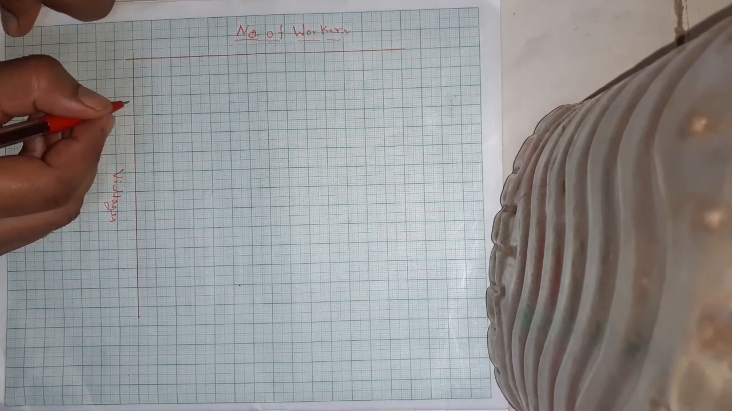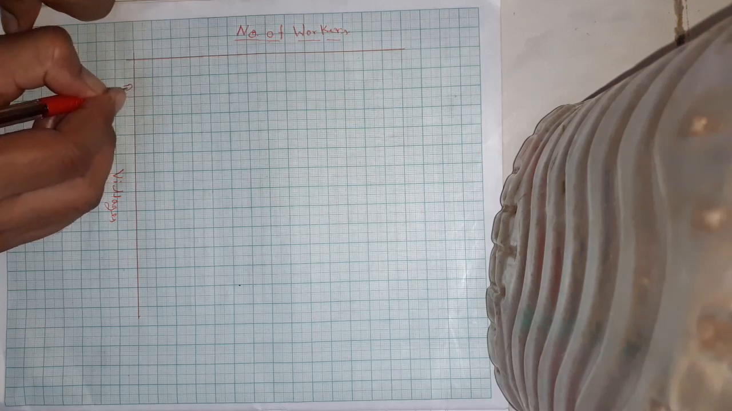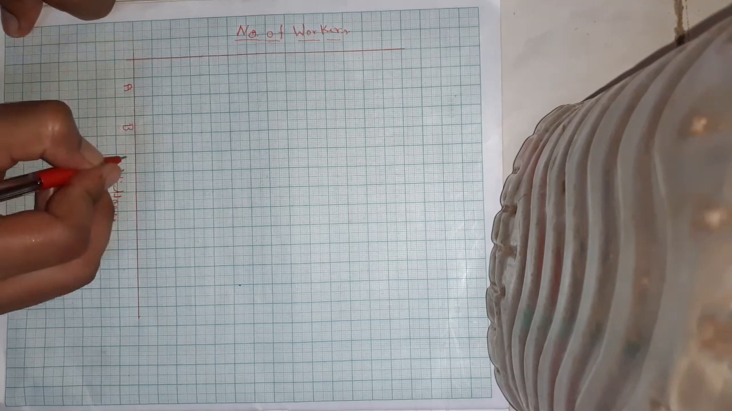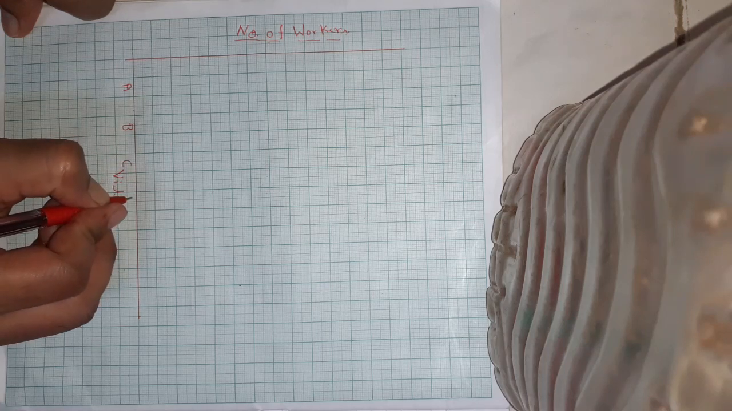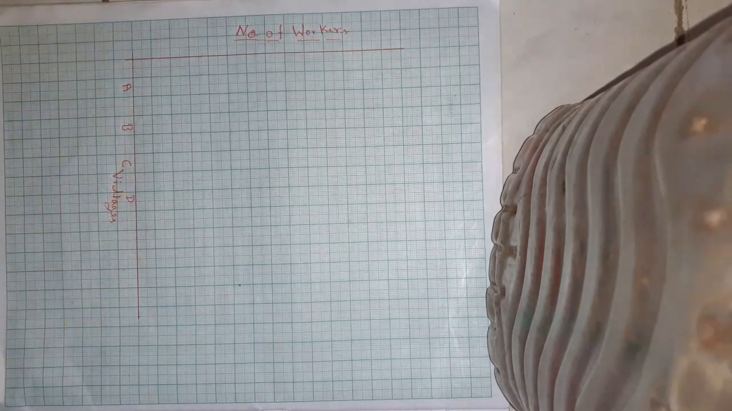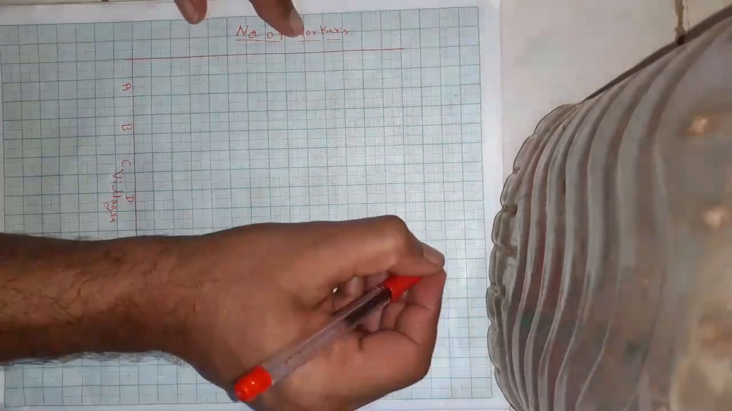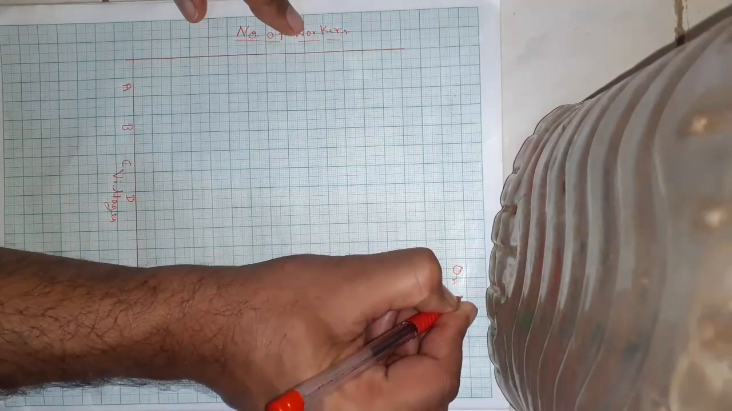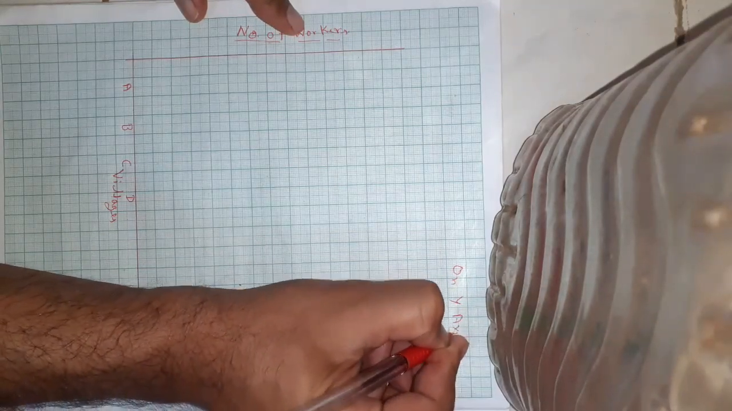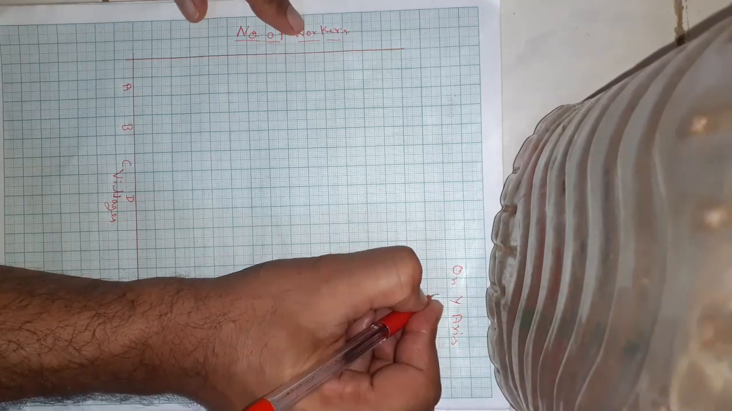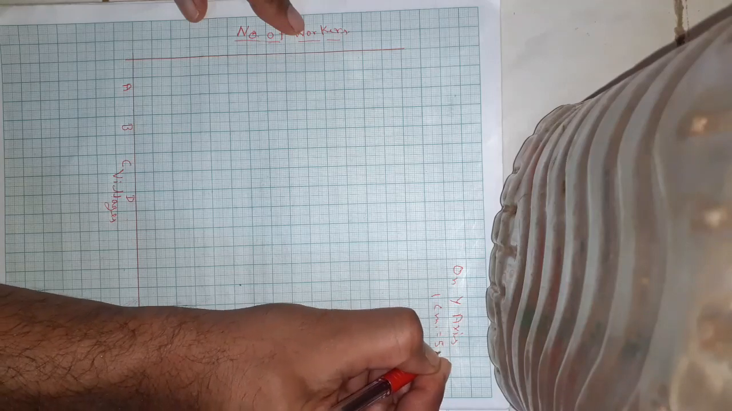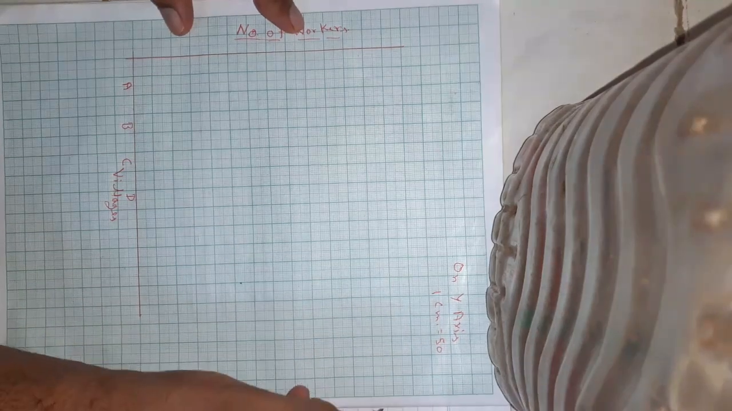A, B, C and D. Clear? देखिए क्या हो जाएगा. On y axis, 1 centimeter is equal to 50 workers.